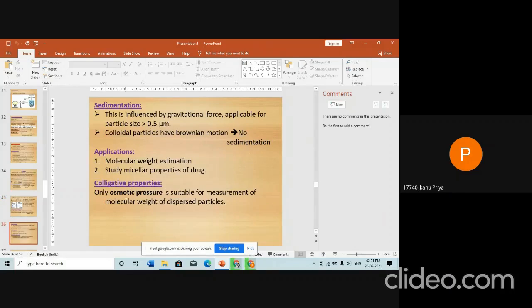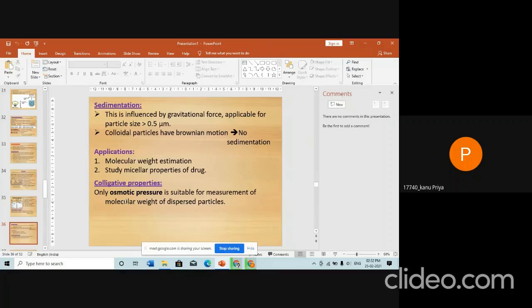Sedimentation is influenced by the gravitational force and applies only to particles with a size greater than 0.5 micrometer. If the particles have Brownian motion, there is no sedimentation. Applications are molecular weight estimation and the study of micellar properties of drugs.